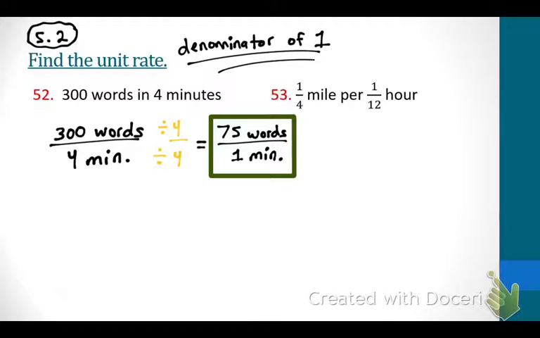Going on to the next one, sometimes people are like, I have no idea how to do this because there are fractions. Listen, we're going to do it the same exact way that we did it before. All you're doing now is you're going to take the first thing, 1/4 mile, and divide it by the second thing, 1/12 of an hour. This means 1/4 divided by 1/12.